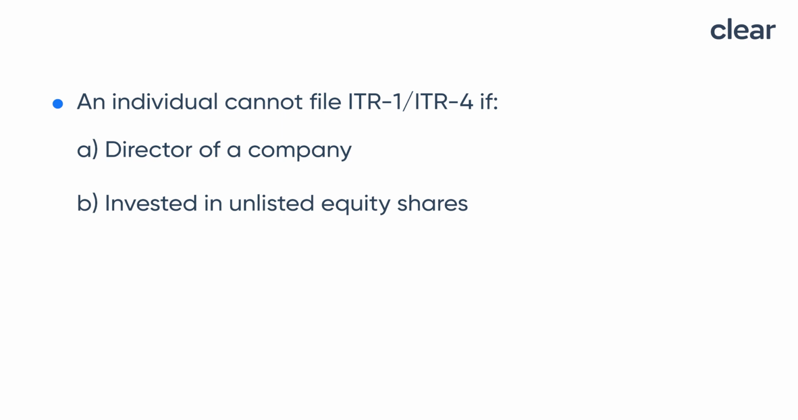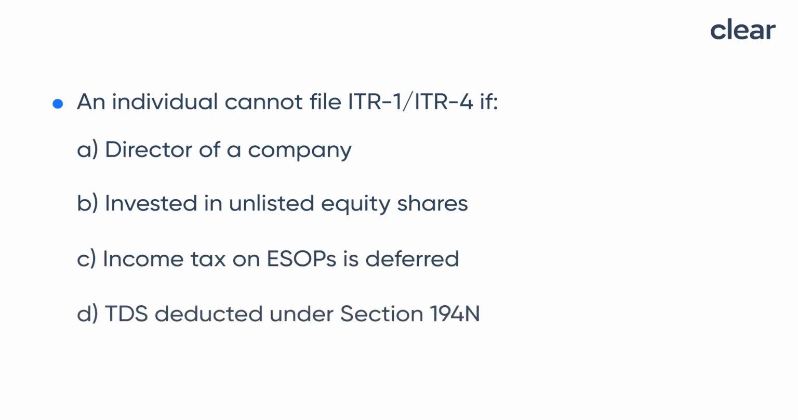An individual will not be eligible to file ITR 1 or ITR 4 if he or she is a director of a company or has invested in unlisted equity shares, or income tax on ESOPs is deferred, or where TDS has been deducted under Section 194N of the Income Tax Act 1961. TDS under Section 194N is deducted on cash withdrawal from a bank account exceeding a specified limit.